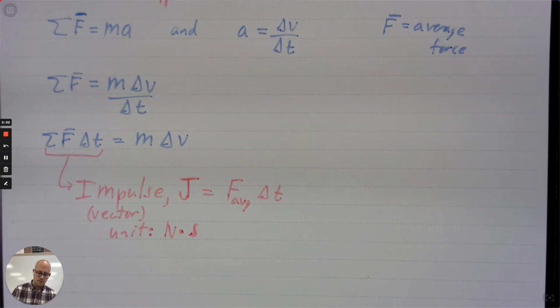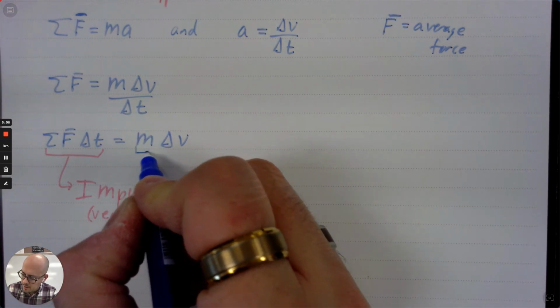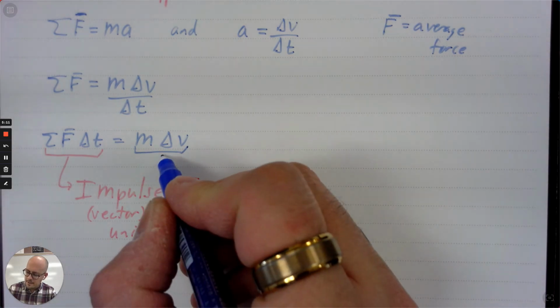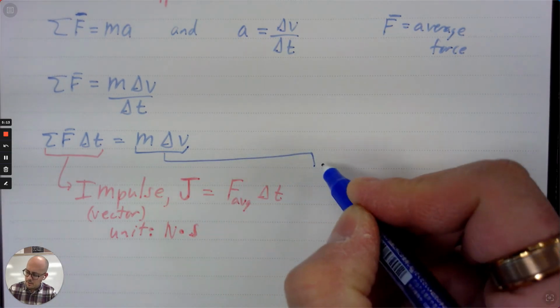So that's impulse. The second one, if I take the m times delta v, the idea in here is called momentum.